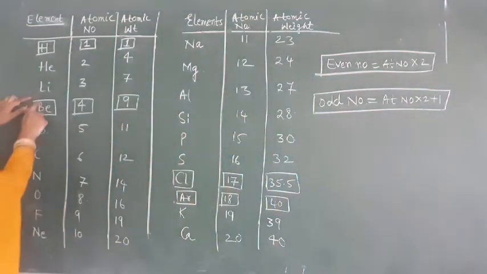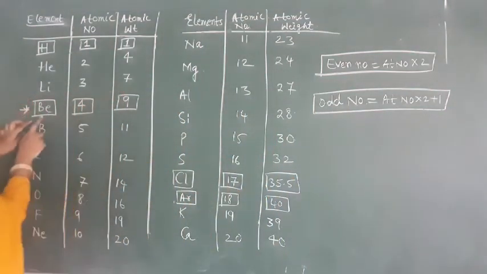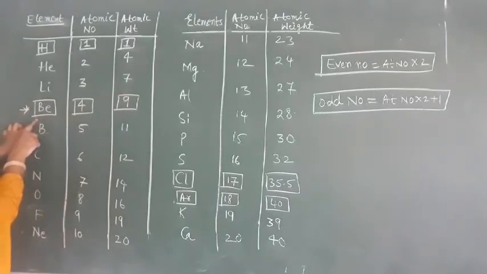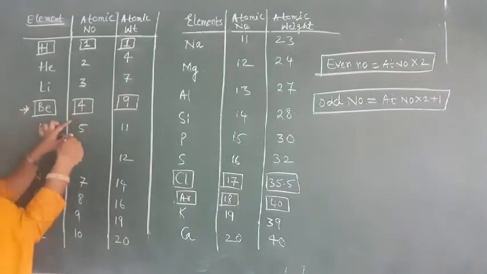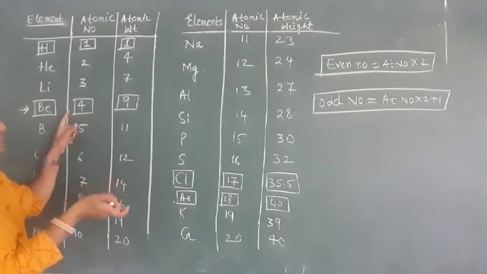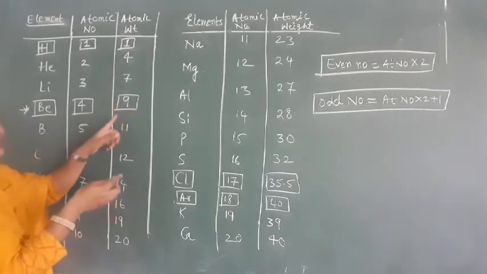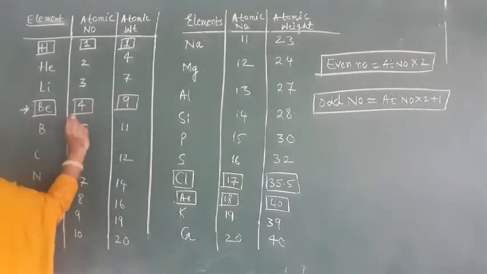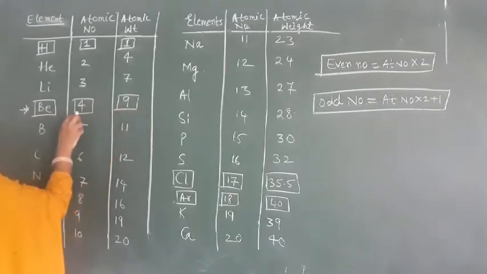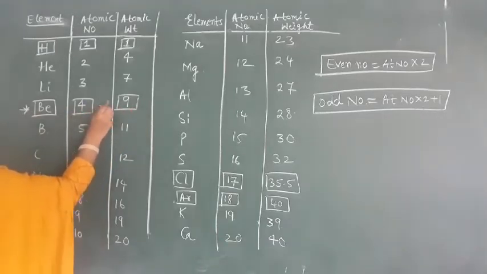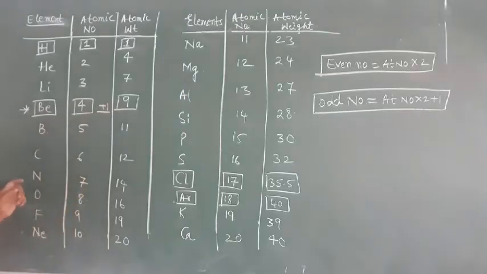So lithium's atomic weight is 7. The exception is beryllium. Beryllium's atomic number is 4. We would just double it, but for beryllium you should double it and also add 1. It is an exception case. So 4 2s are 8, plus 1, you will get 9 here.